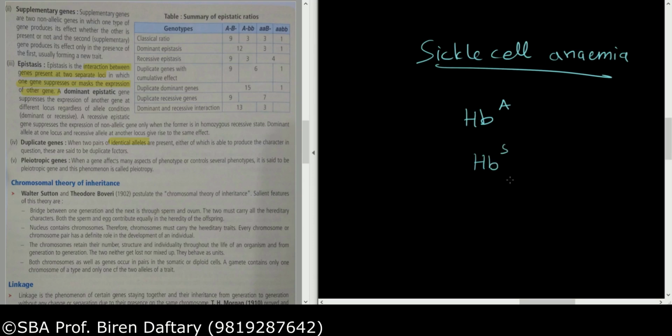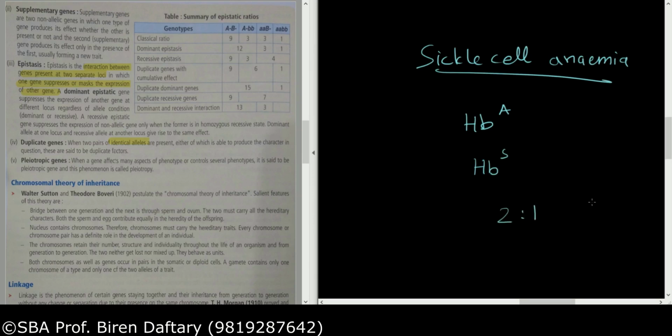You know the cross between two hybrids will give rise to the ratio which is 2:1. So I'm not going to go into that. If you need to revise, you can visit the video lectures on inheritance and variation, which are already uploaded on our channel. So these are the five examples of intergenic interactions. Not very important, but questions can be asked. You don't need to remember those ratios.